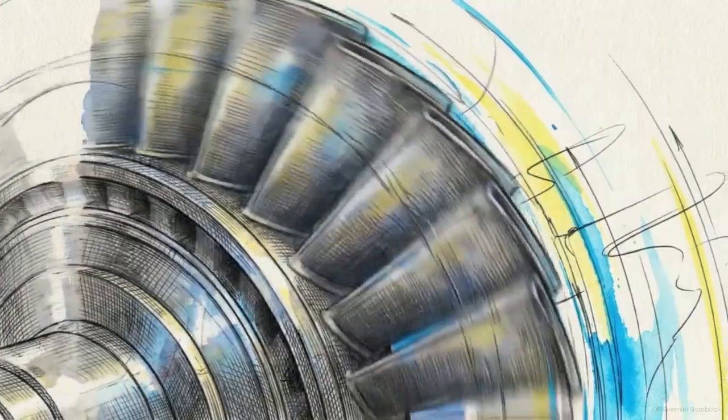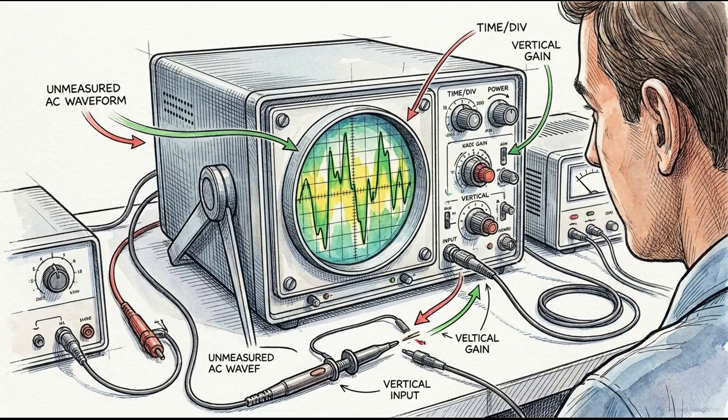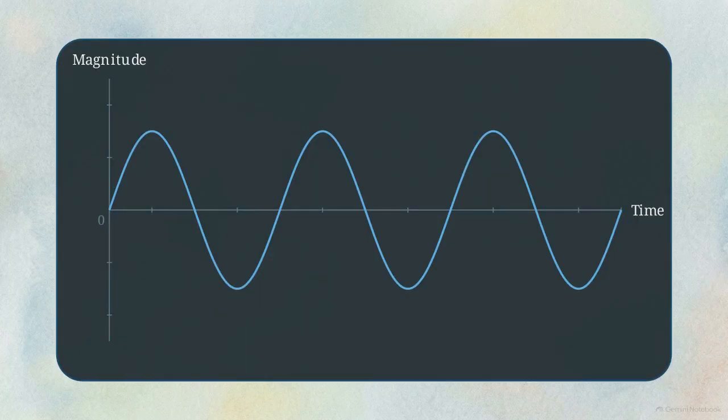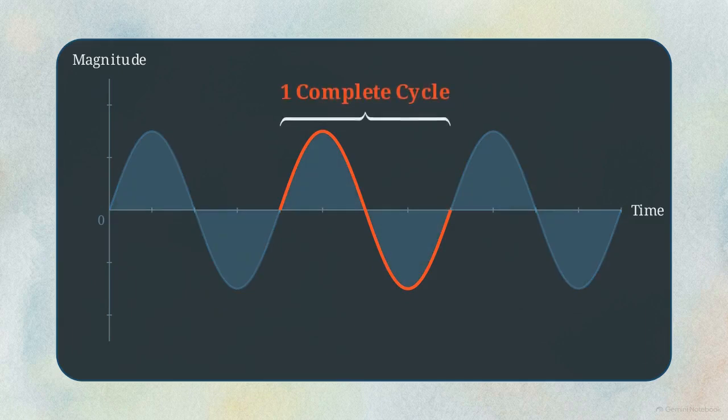Because AC pushes and pulls in a continuous cycle, it introduces a critical dimension of time that DC lacks, the speed of the alternation. To work with AC practically, we must measure exactly how fast it changes direction. This chart shows the continuous AC wave, but if we isolate just a single sequence, starting at zero, peaking, dipping to the trough, and returning to zero, we have what is called one complete cycle.